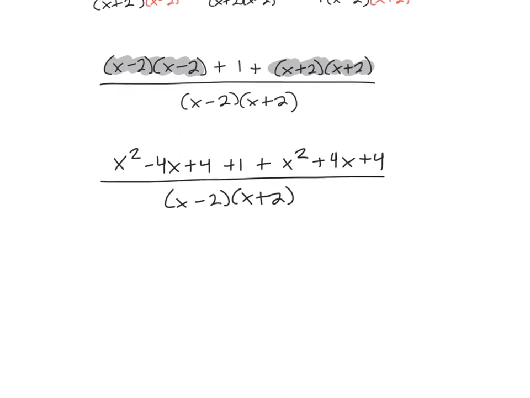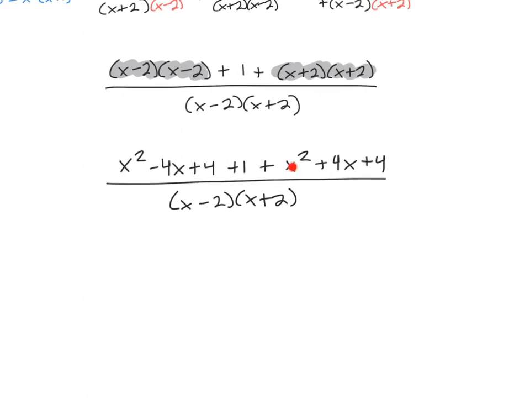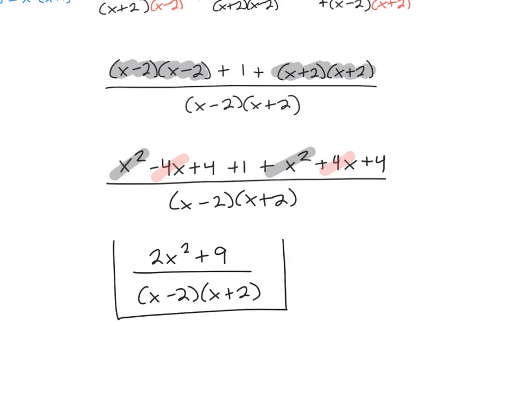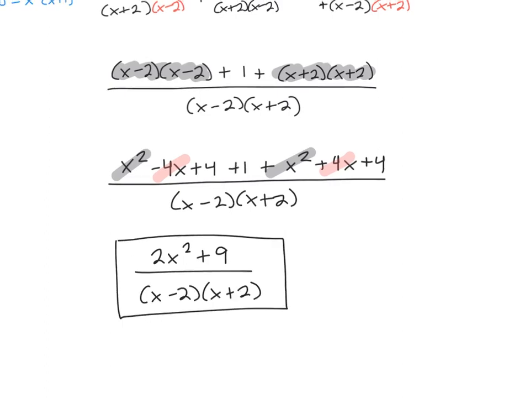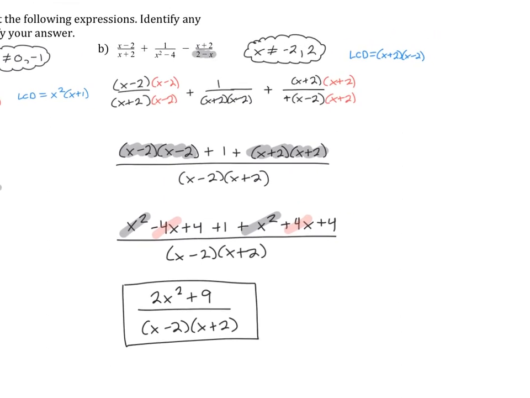And now we're going to look for ways that we can combine like terms. So we can combine our x squared terms, which gives us 2x squared. You'll notice here that negative 4x and positive 4x cancel out. And then all we have left is 4 plus 1 plus 4, which is 9. So 2x squared plus 9 over (x minus 2) times (x plus 2). And since our numerator cannot be factored, there's no way to simplify this more. So we are all set.